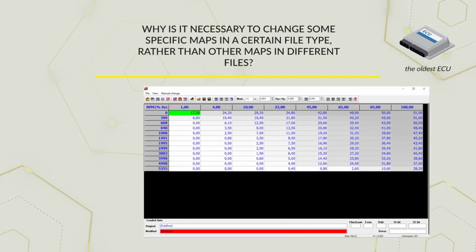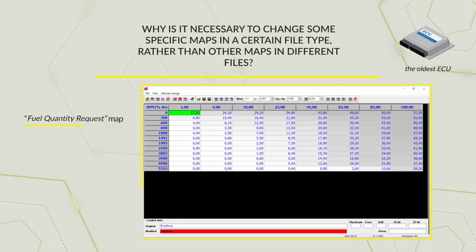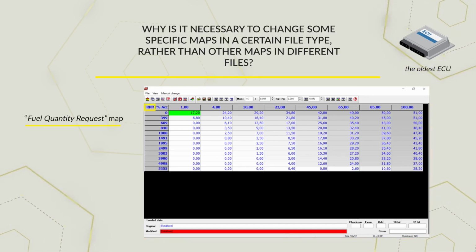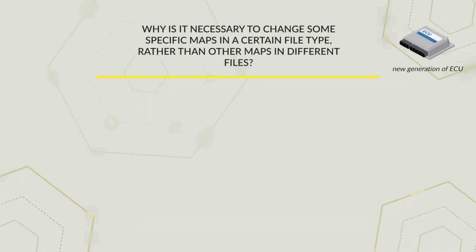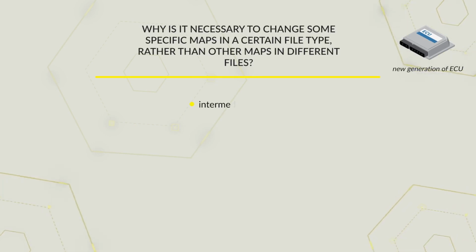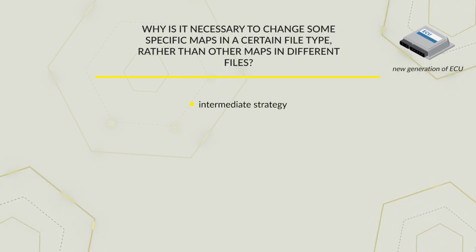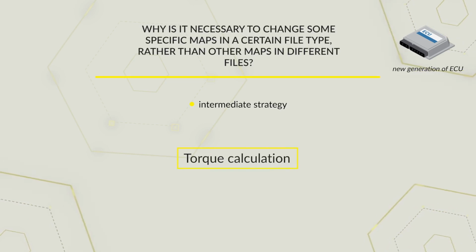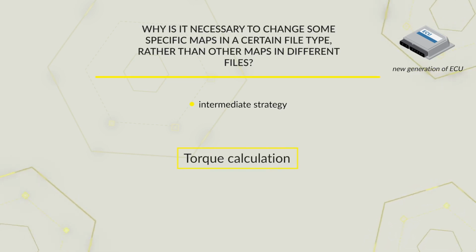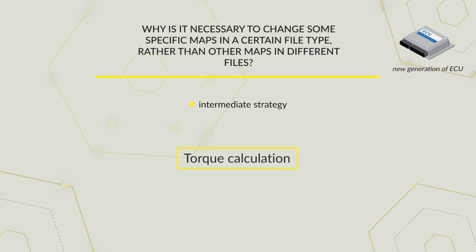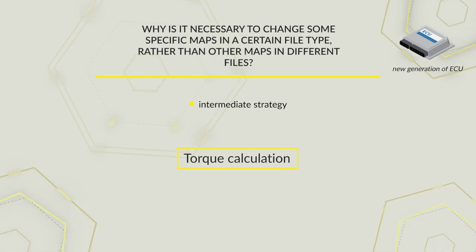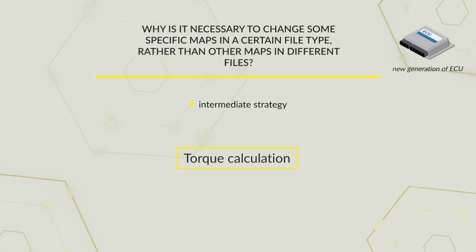Let's take a look at the main map, called the fuel quantity request, that the old generation control unit uses. In this map, the fuel demand depends on the engine speed and the accelerator pedal pressed. With the new generation of ECUs, looking instead at the intermediate strategy, which is the one based on the torque calculation but without the torque monitoring control, the number of maps used increases considerably, and consequently, both the correct function and the modification of the maps become more complex.